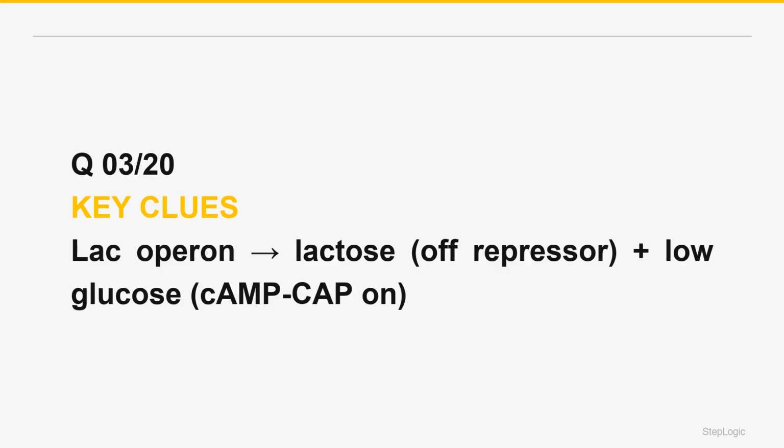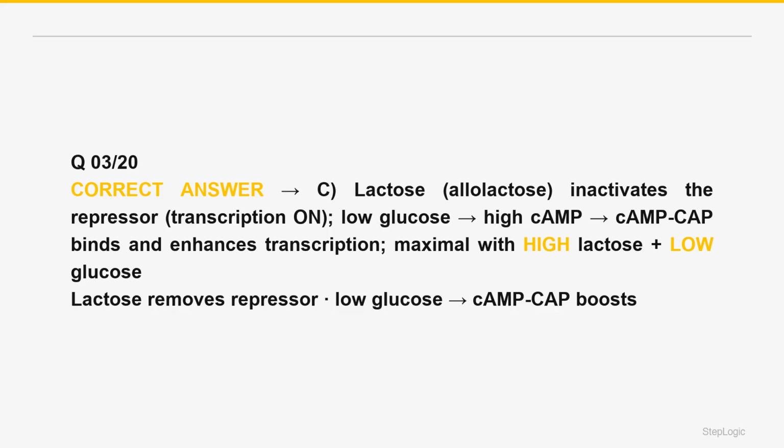The lac operon in E. coli is the classic model of prokaryotic gene regulation. It lets the bacterium make lactose metabolizing enzymes only when lactose is present and glucose, the preferred fuel, is scarce. It is controlled by two inputs. First, negative control by the repressor. Normally the lac repressor binds the operator and blocks transcription. When lactose is present, its isomer, allolactose, binds and inactivates the repressor. Releasing it means transcription can proceed, the on switch. The correct answer is C.